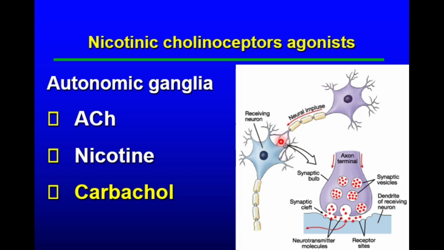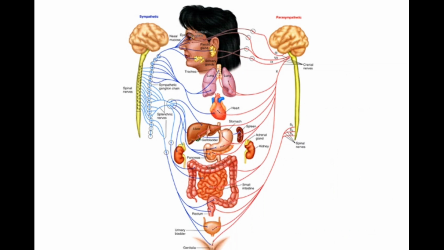Ganglion stimulation may be followed by depolarization block, since these drugs, except acetylcholine, are not readily inactivated by acetylcholinesterase. Nicotinic agonists at ganglia stimulate both sympathetic and parasympathetic ganglia.